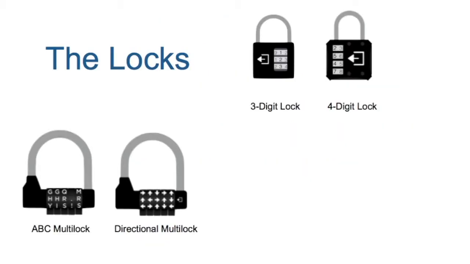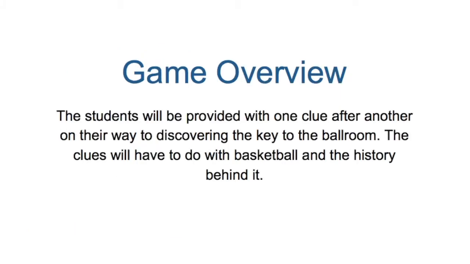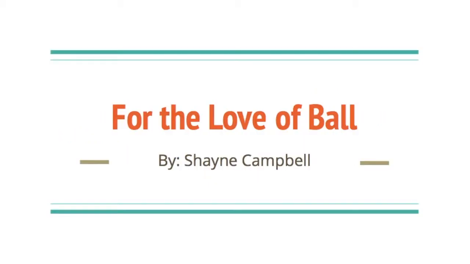Below are the 4 locks that will be presented to them. The 3-digit lock, which involves 3 digits, the 4-digit lock, which involves 4, the ABC multi-lock, which has to do with different letters, and then the directional multi-lock, which has to do with different directions in order to solve it. The students will be provided with one clue after another on their way to discovering the key to the ballroom. The clues will have to do with basketball and the history behind it.